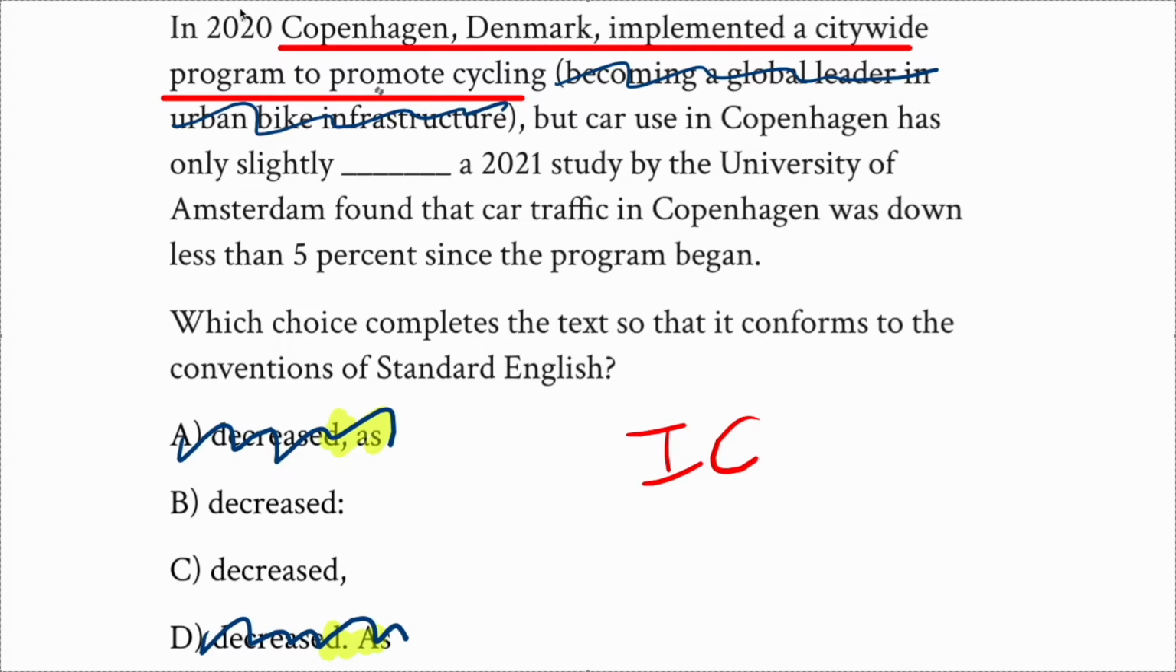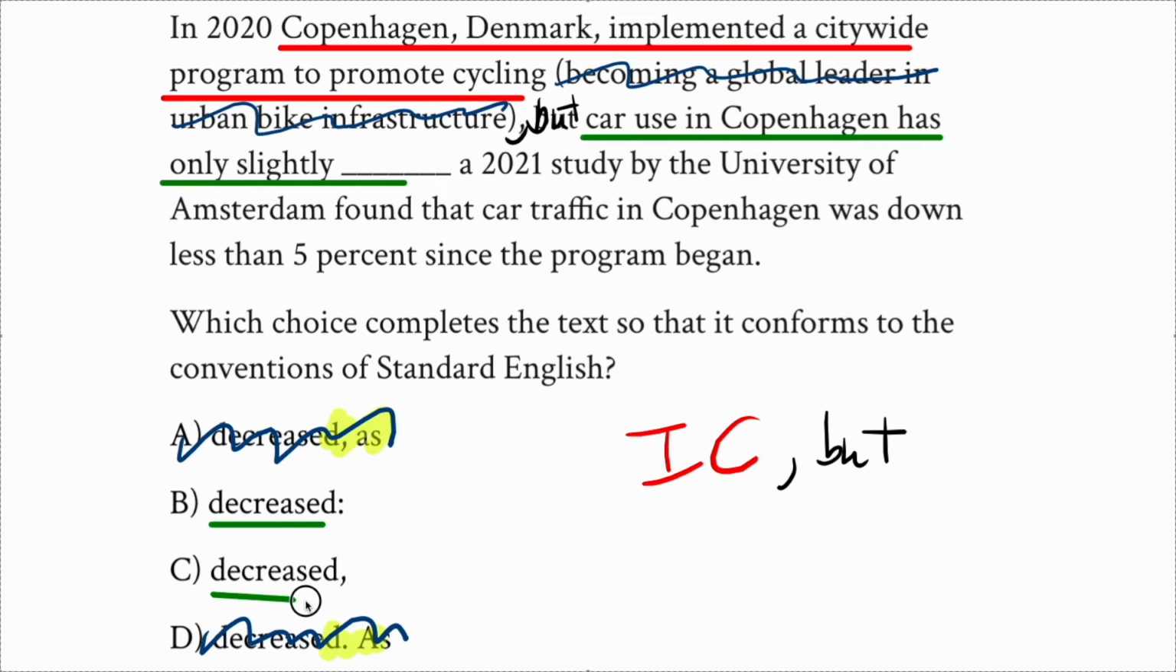But then we've got that accounted for already in terms of how it's going to connect to this next part. So we've got our coordinating conjunction, our FANBOYS conjunction, but. And then we've got our next independent clause. Car use in Copenhagen has only slightly decreased. And this has messed up my color coding because now that setup is going to be in green. Okay, but still. Okay, that's an independent clause.